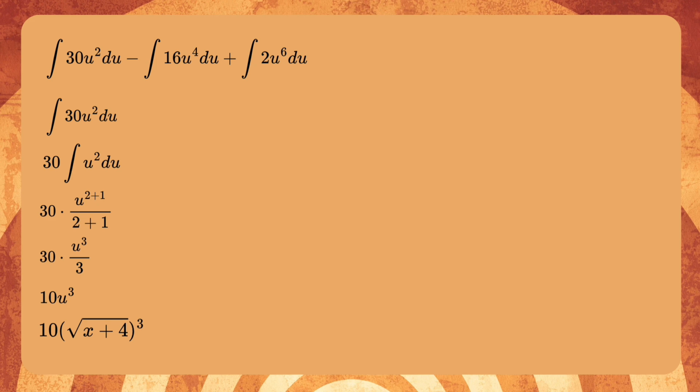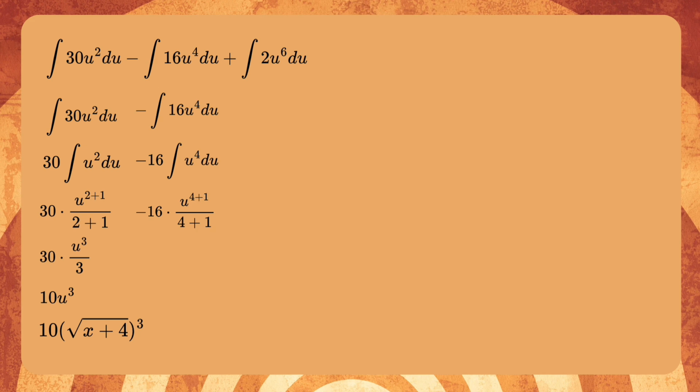So it becomes 10 times the quantity of square root x plus 4 raised to 3. Next, we will do the same thing as in the previous one. We take out 16, so negative 16 times the integral of u raised to 4 du. Then we multiply negative 16 by u, then add 1 to the exponent of u, and put the same value in the denominator.